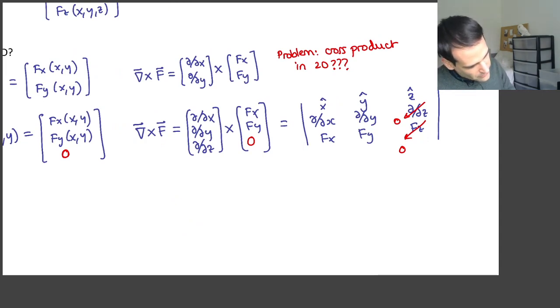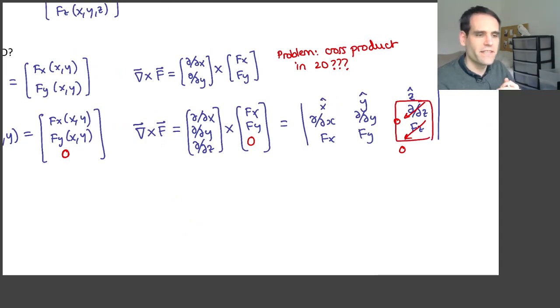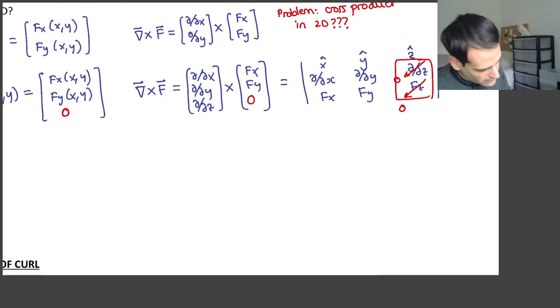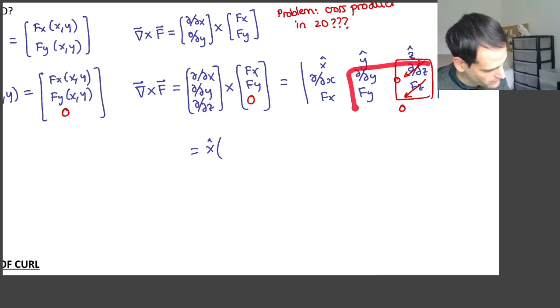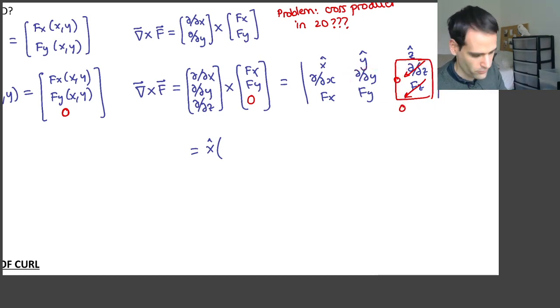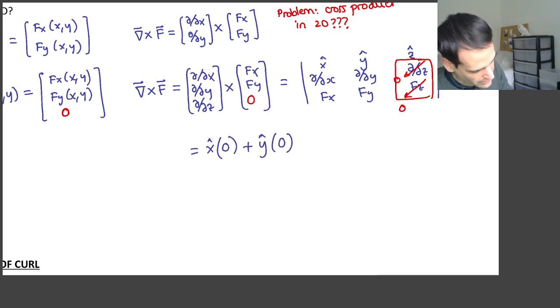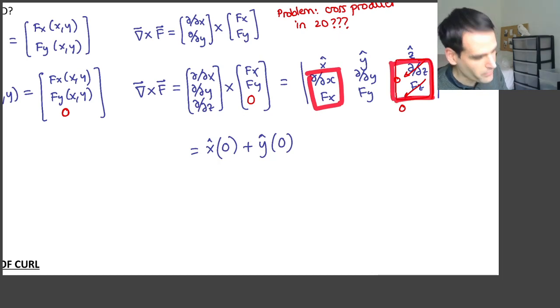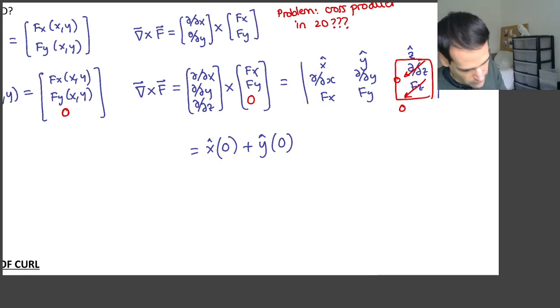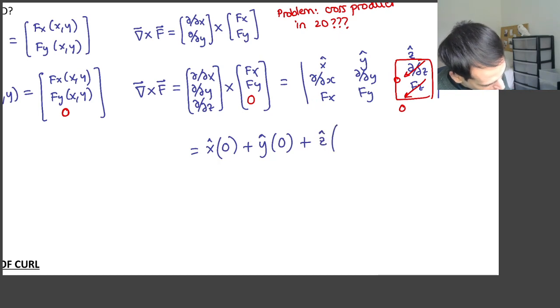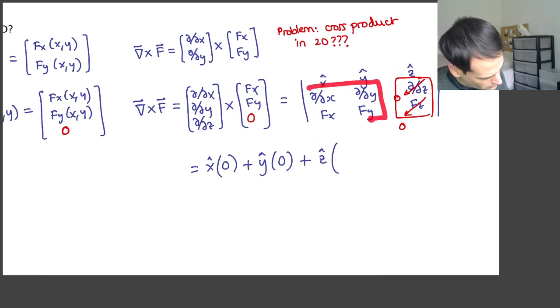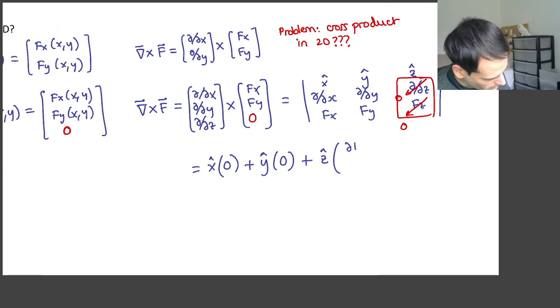Which means that we get rid of these two slots in the determinant, which means that when I calculate the cross product, I get x hat times 0, because I need to calculate this determinant in which one column is all zeros, so it's x hat times 0, plus y hat times 0, because again I need to calculate the determinant of this small matrix in which one column is all zeros, plus z hat times this determinant, which we can calculate as partial of fy with respect to x minus partial of fx with respect to y.